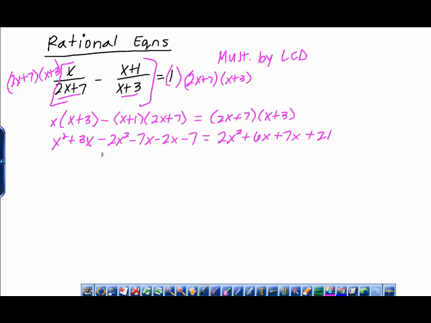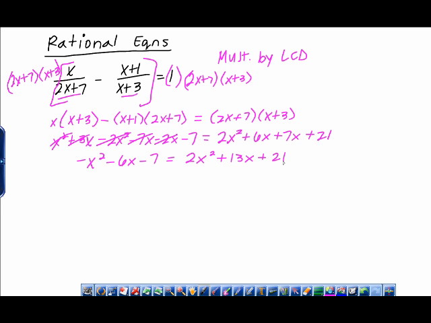Let's clean up the left-hand side. x squared, negative 2x squared, that's negative x squared. And then 3 minus 7 minus 2. Okay, so 3 minus 7 is negative 4x, minus 2x is negative 6x. And then minus 7. It doesn't matter which side you want to work on.